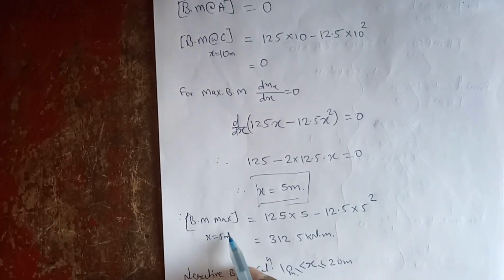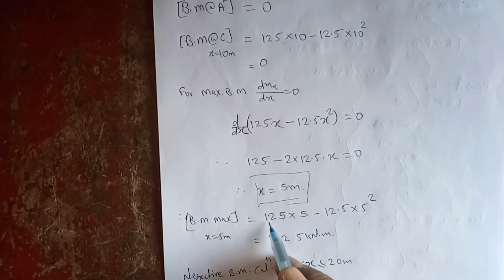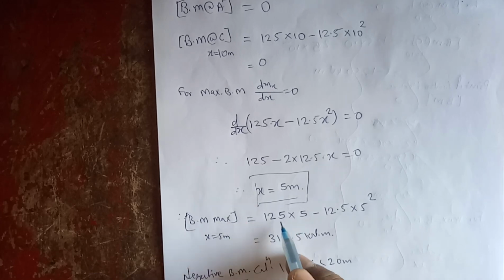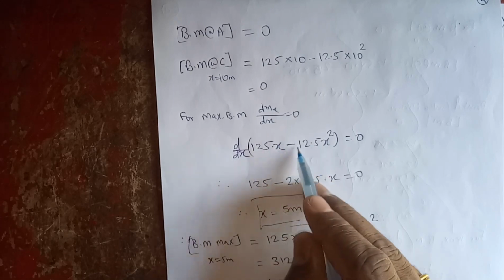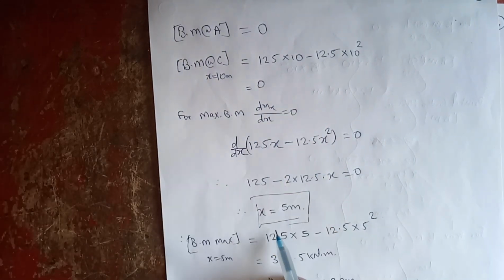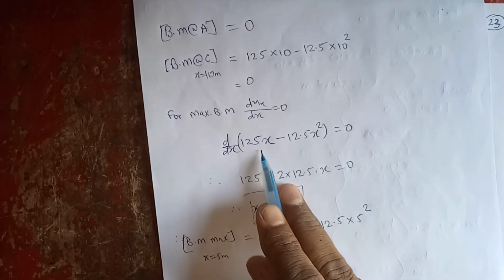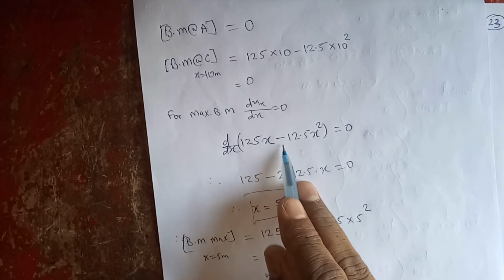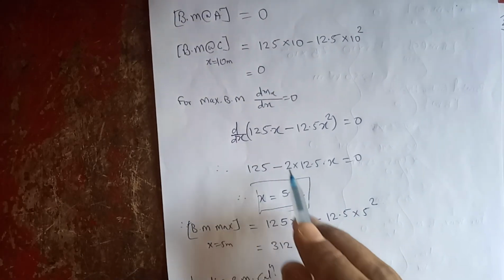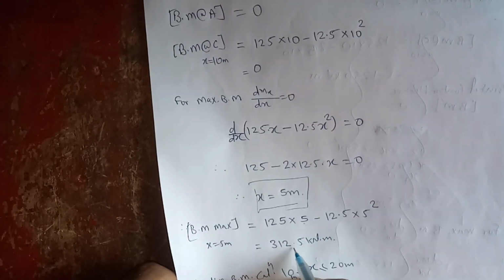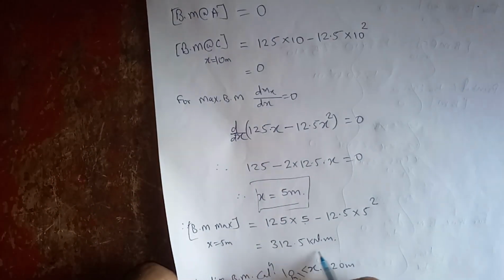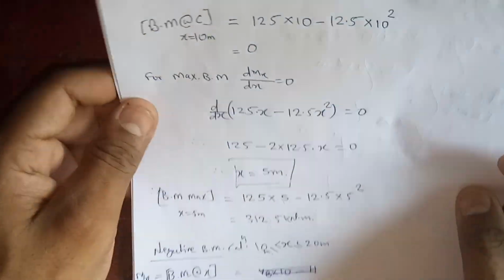Now to calculate the maximum bending moment, we'll substitute x equal to 5 in the Mx equation. So this is the Mx equation, 125x minus 12.5x square. If you substitute x as 5, the value you'll get is 312.5 kilonewton meter. So this is the maximum bending moment that we get.